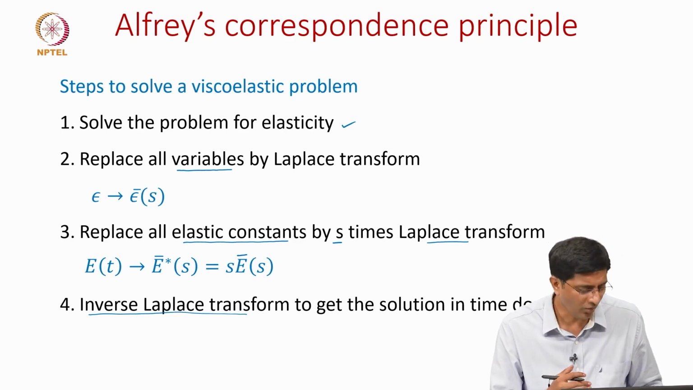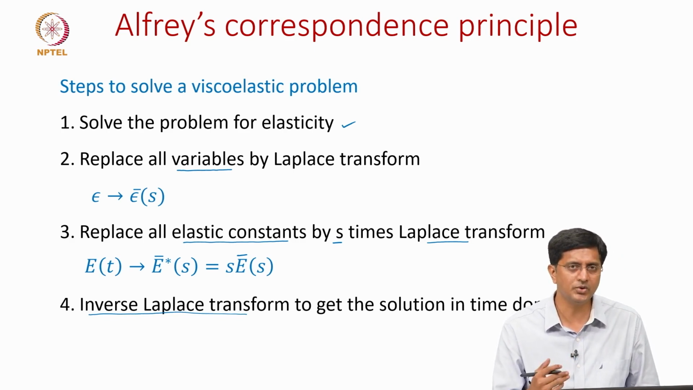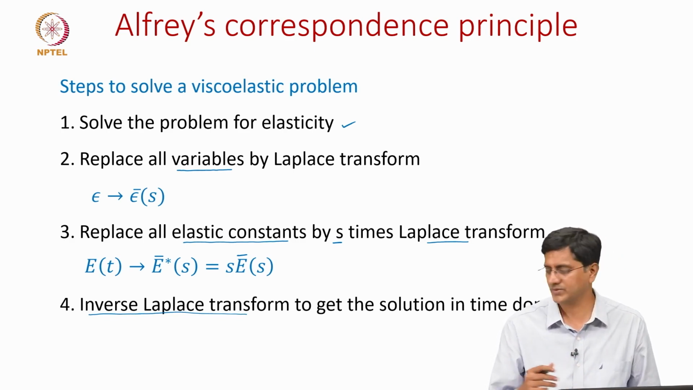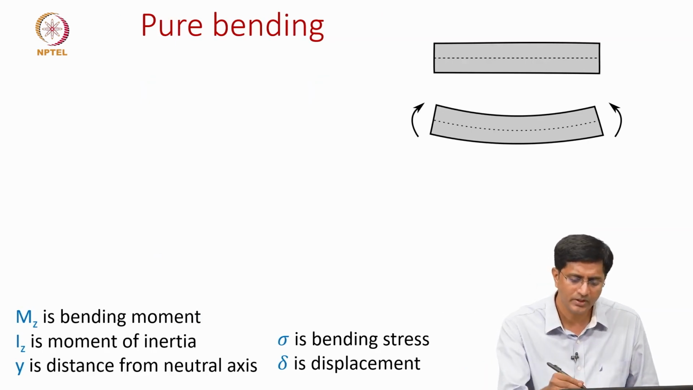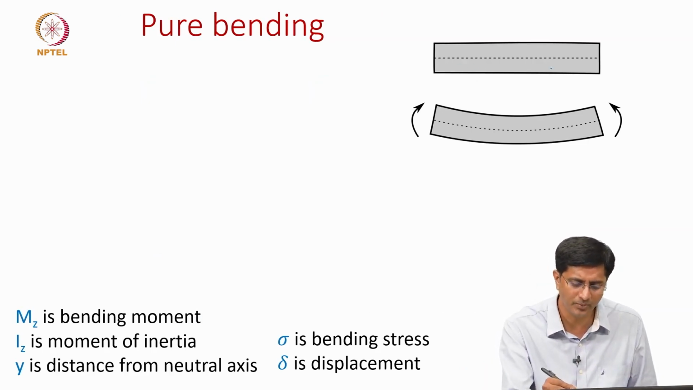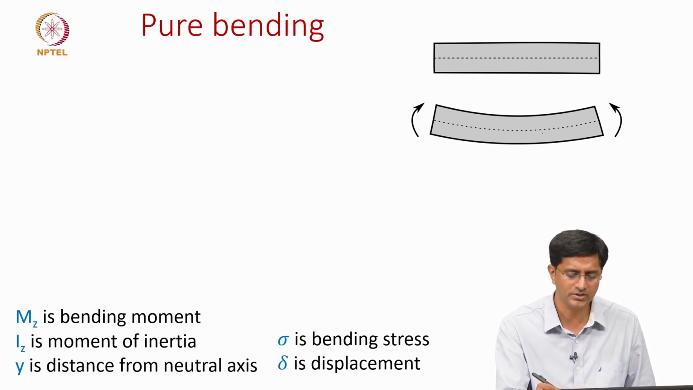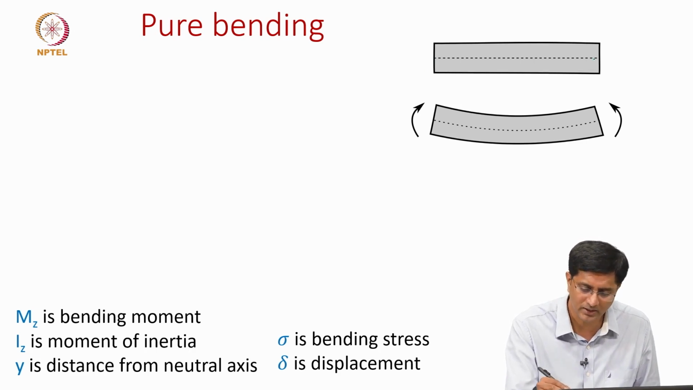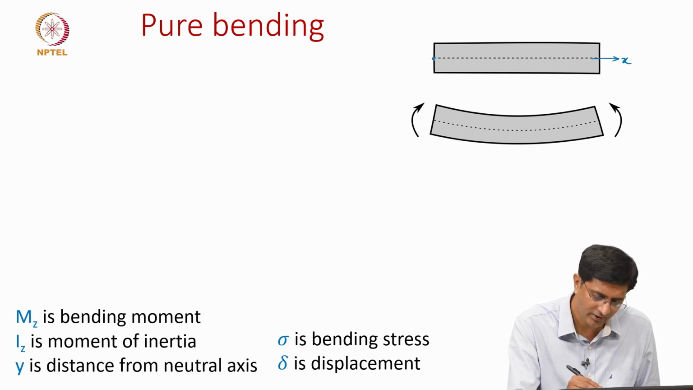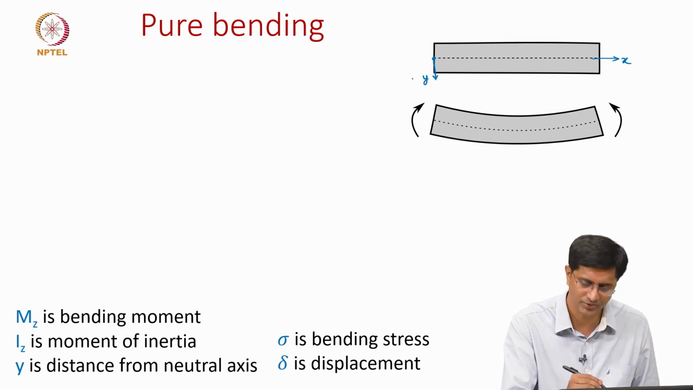Now, let us look at how we apply this correspondence principle to solving beams. Here we will start with pure bending. Here is the undeformed beam at the top and at the bottom is the deformed configuration of the same beam. Let us first define the coordinates. Let us say the horizontal axis is x, which starts here, and the deflection is in y, which is positive going downwards.